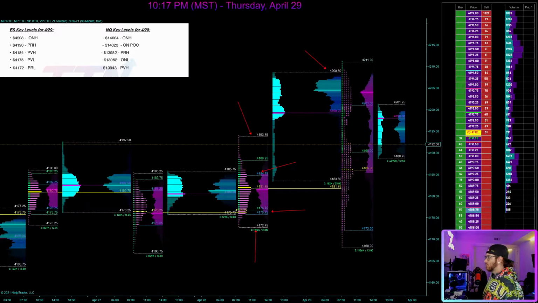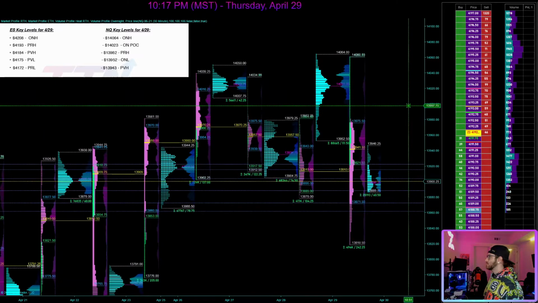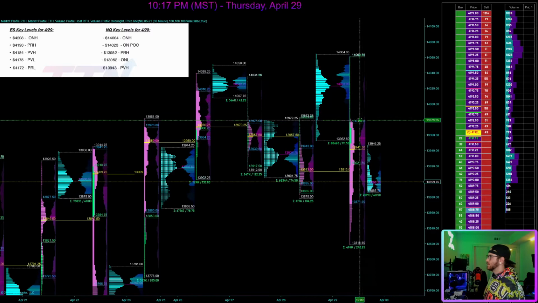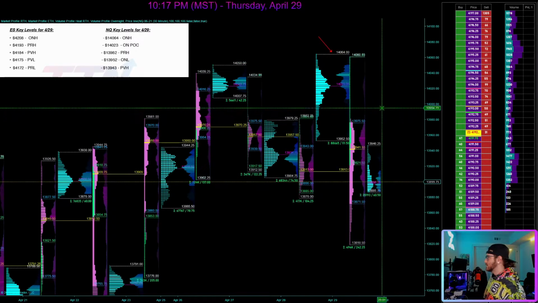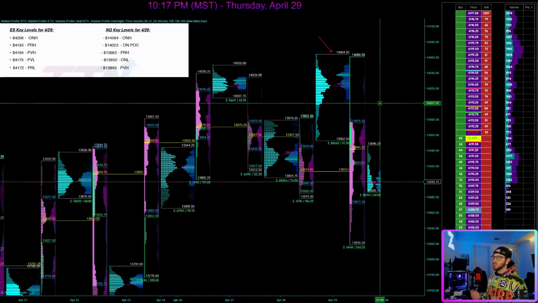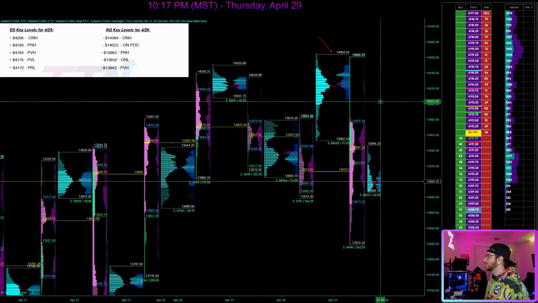So flipping over quickly to NQ, we will get into those key levels as well, starting with, once again, the overnight high. If you've been watching these videos, I'm sure you can see the pattern. The most important levels to me, generally speaking, are the overnight highs and lows, the overnight point of controls, the prior point of controls, the prior value area highs and lows, and sometimes the initial balance levels as well.